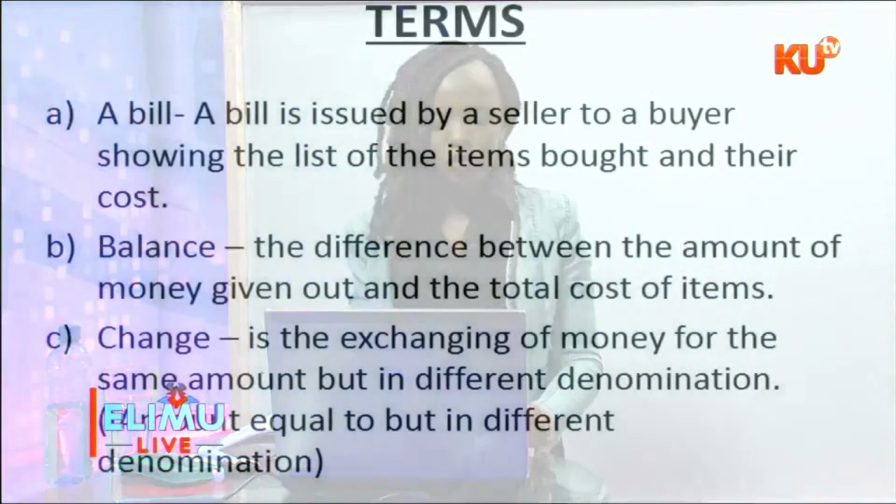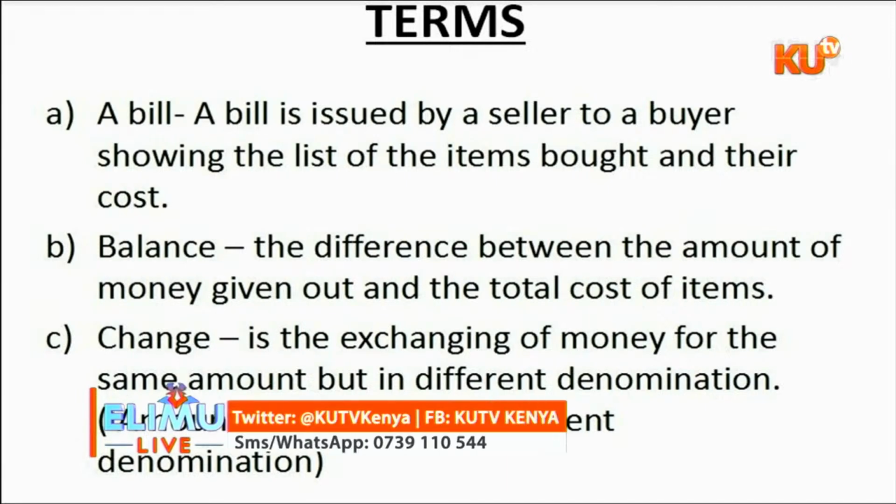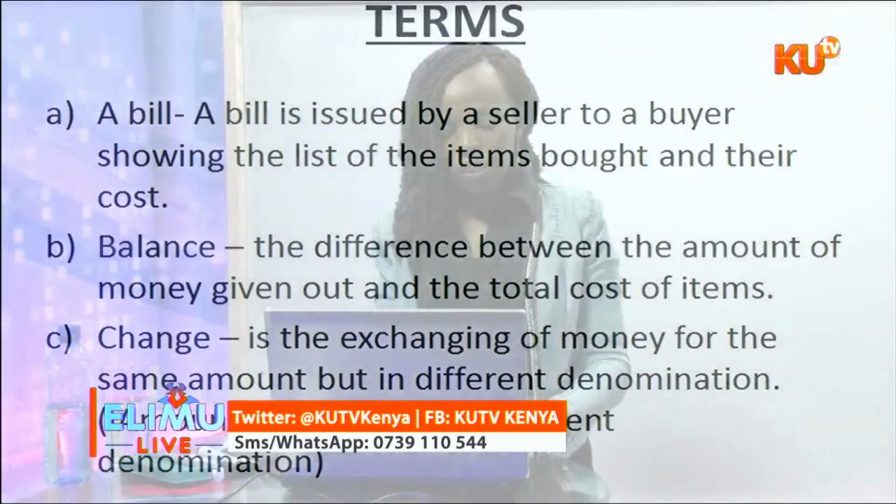So, number one, we have the word itself, the word bill. So, what is a bill? A bill is normally issued by a seller to a buyer, showing the list of items bought and their cost. So when you buy something, you're given a list of whatever you have bought and their cost. That's what we call a bill. So in this lesson, we are going to learn how to prepare these bills and how to get the cost.